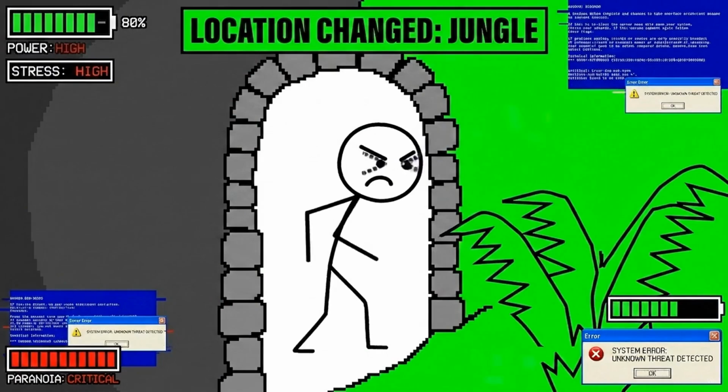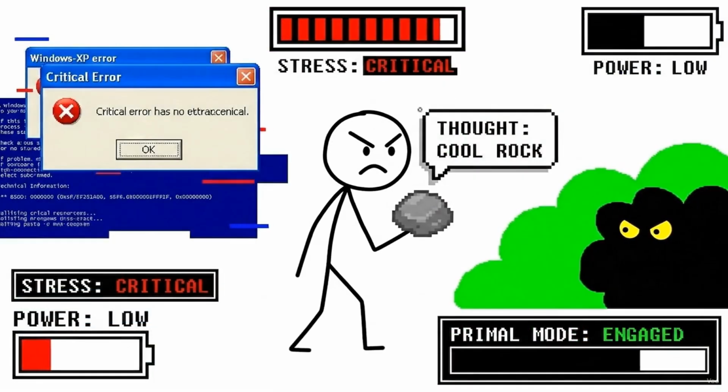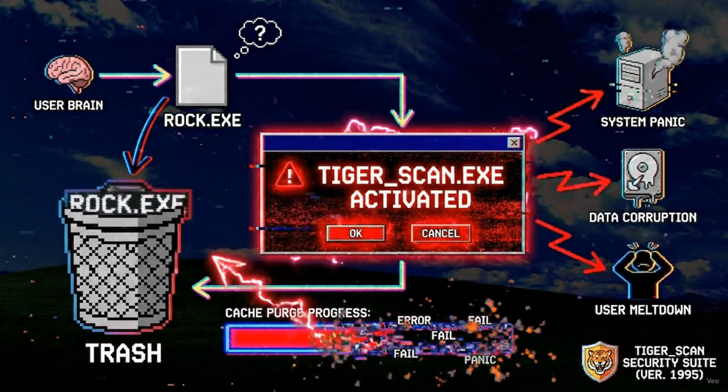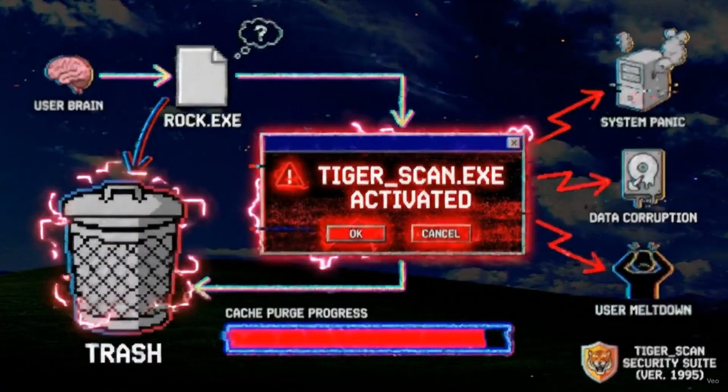Imagine you are your ancestor. You leave the safety of your cave and enter the jungle. If you are still thinking about a cool rock you found, you are not allocating resources to predator detection. So the brain forcefully deletes the rock from your cache to run the sabertooth tiger scanner.